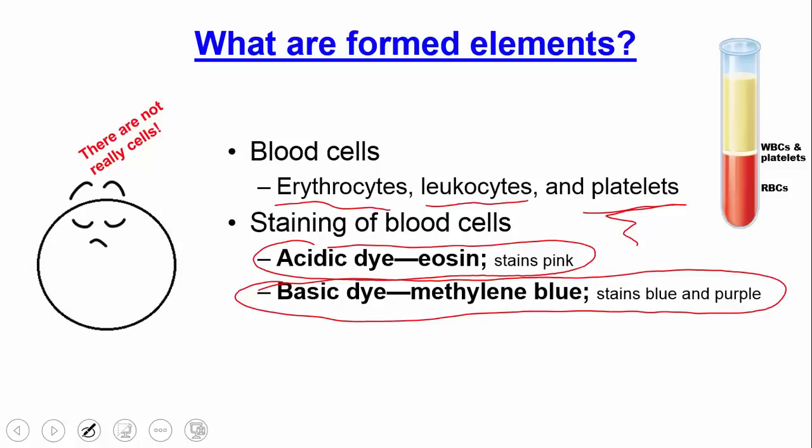Okay, and then if we want to get a little picky about it, we could say we're using the word cell to describe all these different formed elements, and some of them really are not cells. Just want to point that out so I don't confuse you, but we use the word cell anyway. But which ones are technically not cells?